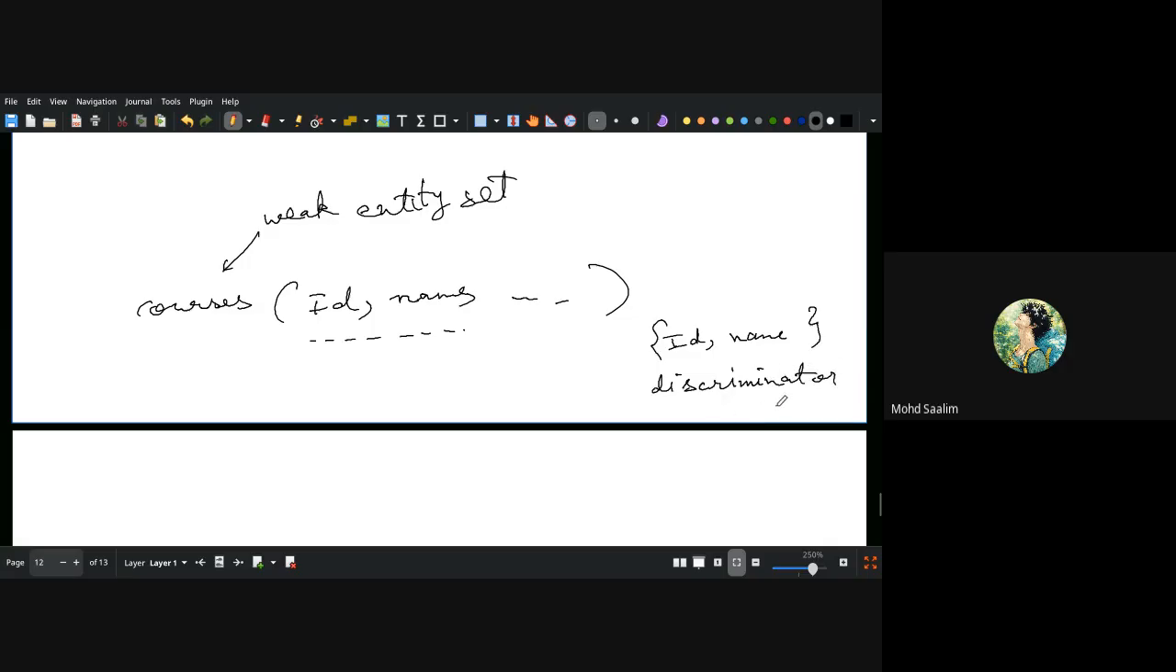Okay. Yes, sir. So this ID is from another table that we have taken? No, this ID is in the same entity set. Okay, sir.